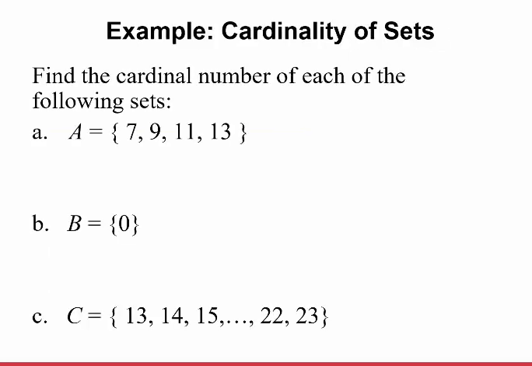All right, so find the cardinal number of the following sets. A is the set of 7, 9, 11, and 13. So n of A, the cardinality of set A, is, well, there are 4 elements, so it's 4.